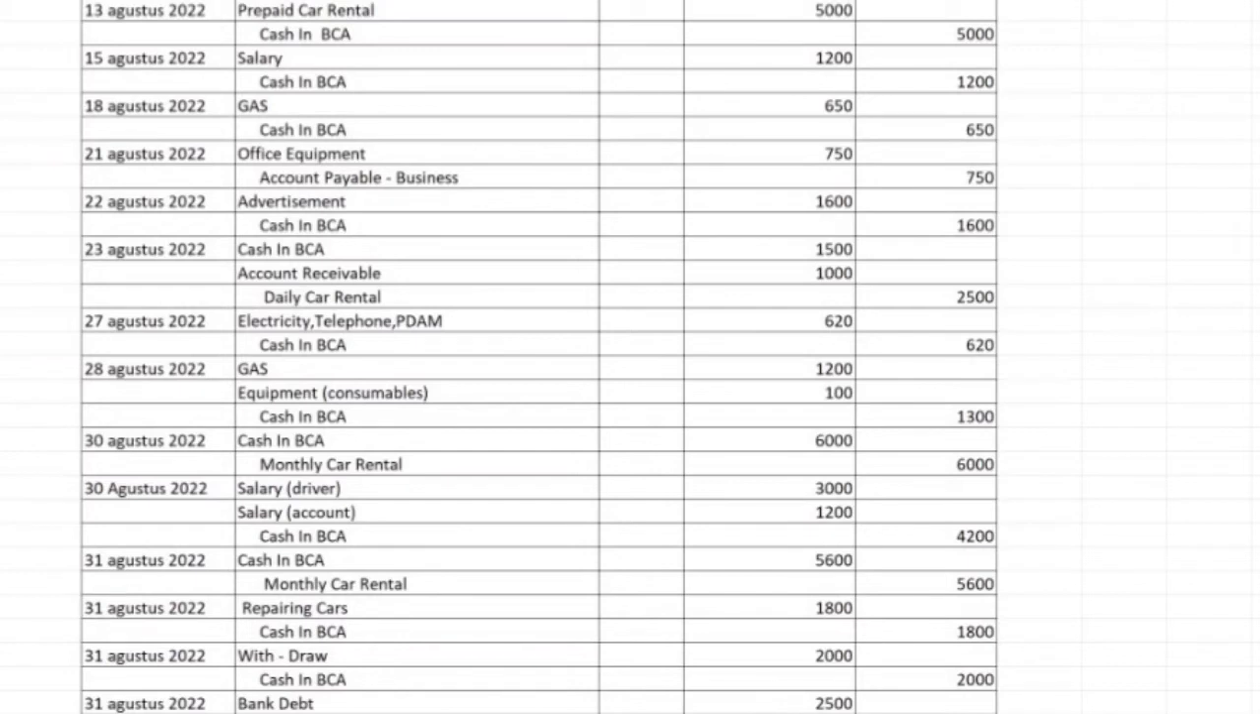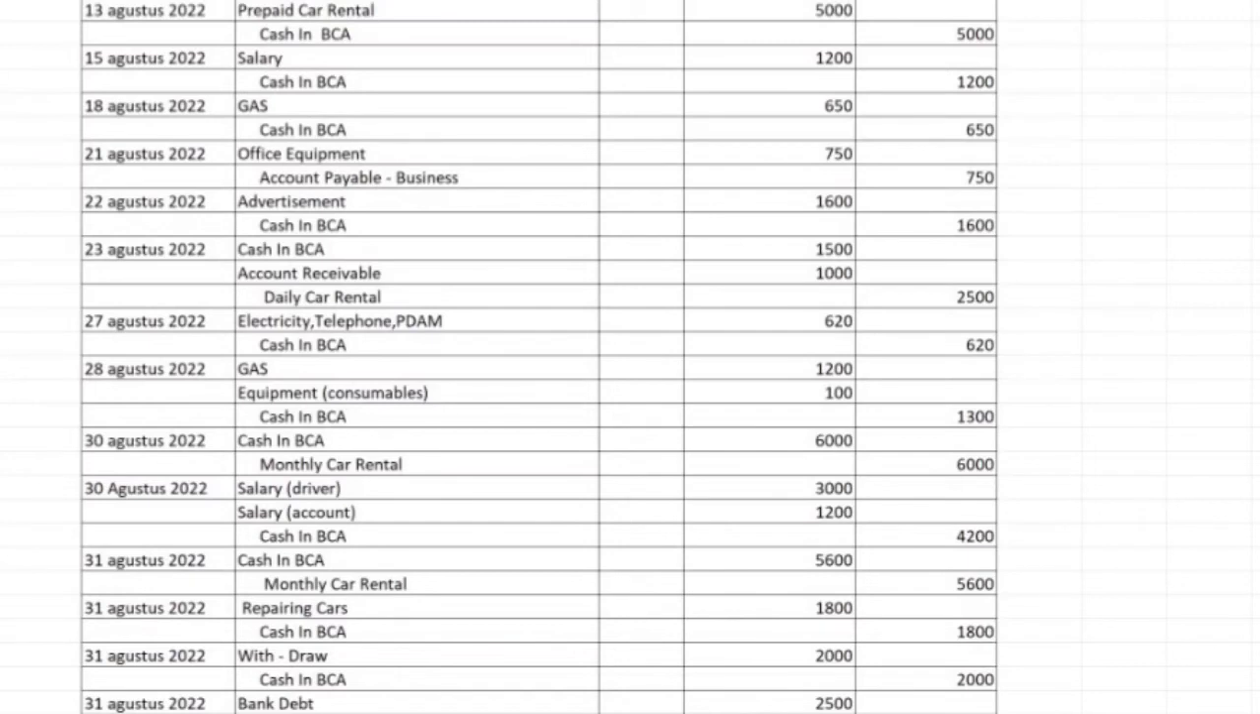Number 19, paying telephone, electricity and PDAM increase on the debit side of 620 and cash in BCA decreases on the credit side by 620. Gas is increased in the debit side for 1,200. Equipment consumables is increased in debit for 1,000 and cash in BCA is decreased in credit for 1,300.